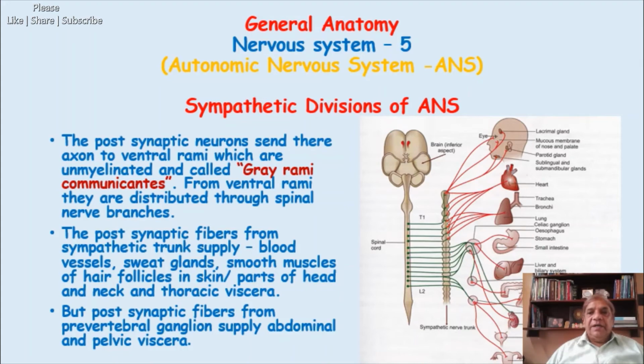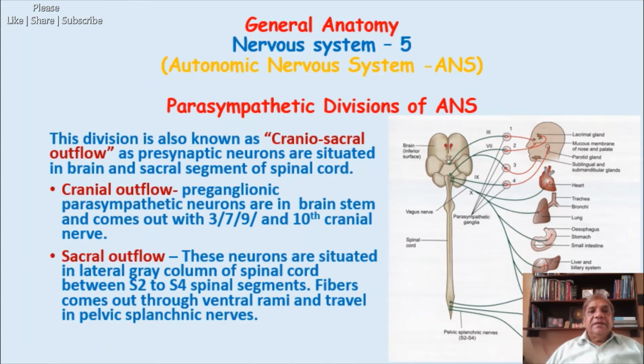Now I am moving to the next slide. We have completed the first division of the autonomic nervous system, which was the sympathetic division. Now we come to the second division, which is the parasympathetic division of the autonomic nervous system. This division is also known as craniosacral outflow. Craniosacral: there are two parts, cranial and sacral. Why is it called craniosacral outflow?